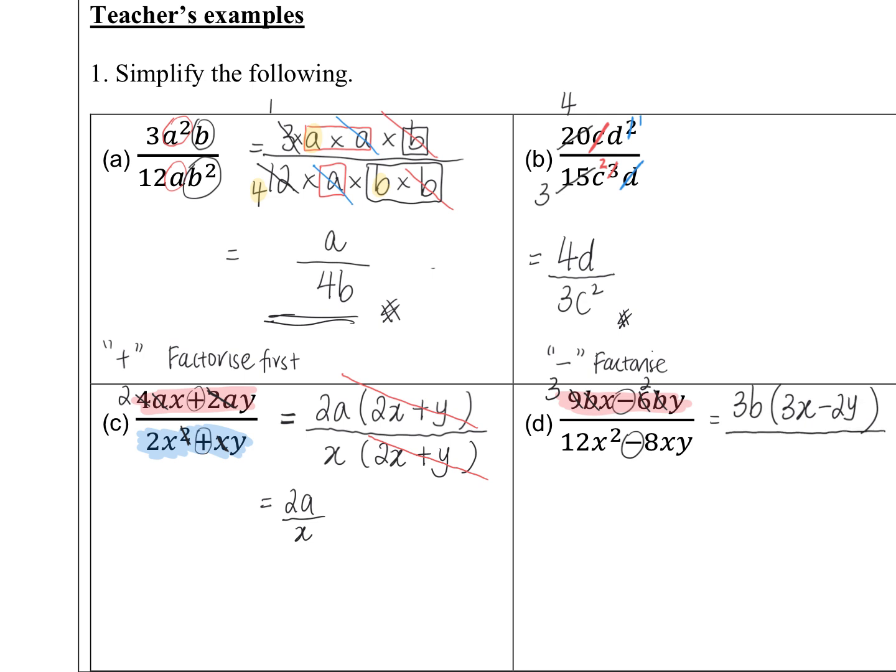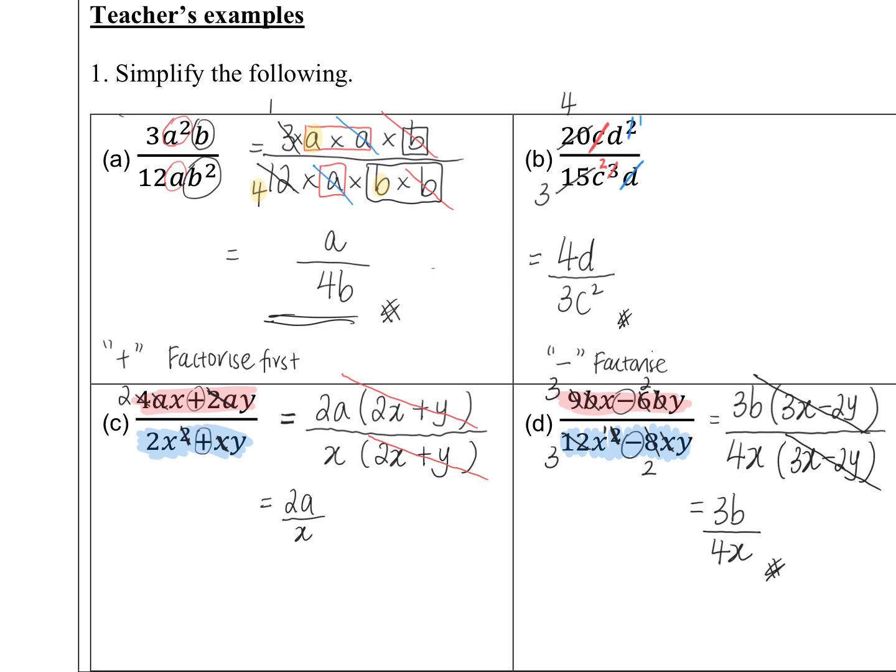Okay, repeat the same step for the denominator. What do they share in common? 4x. So let's take out 4, left 3. Take out 1x, only left with that 1x. So I have 3x here. Take out 4, left 2. Take out the x, left minus 2y. Can you see that you have a group of terms that are the same again? Take out the whole group. So the final answer is 3b over 4x.